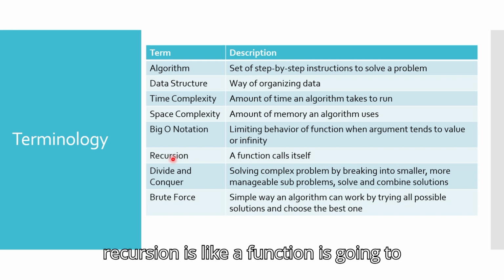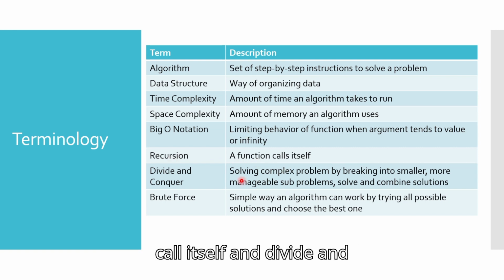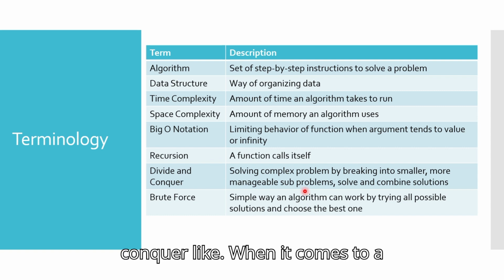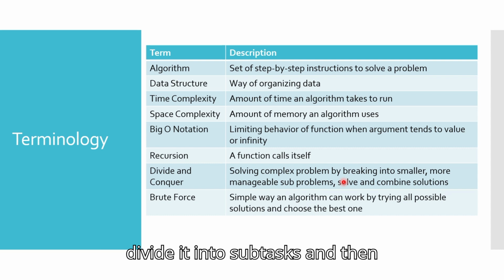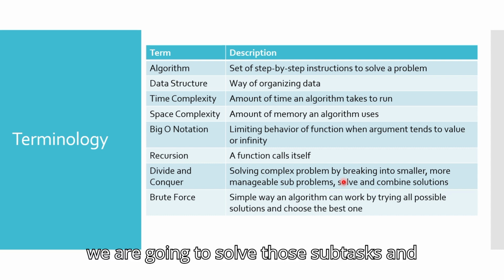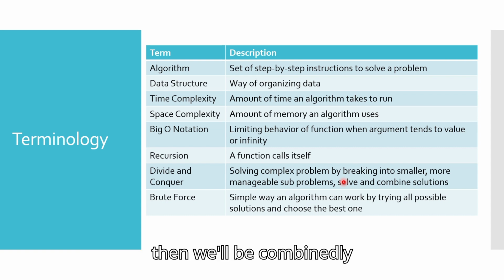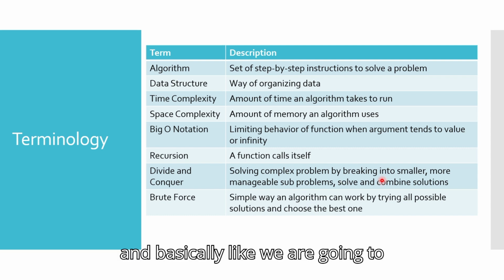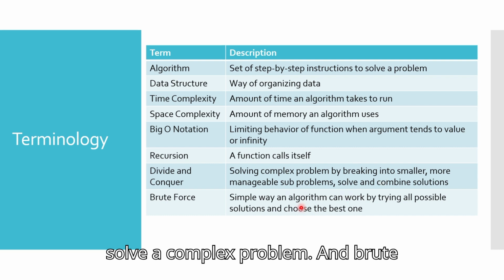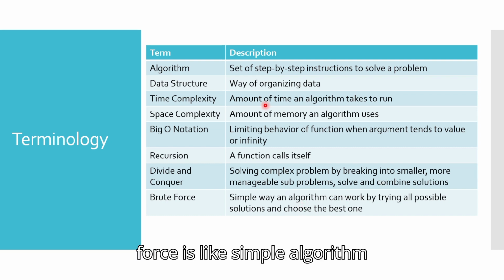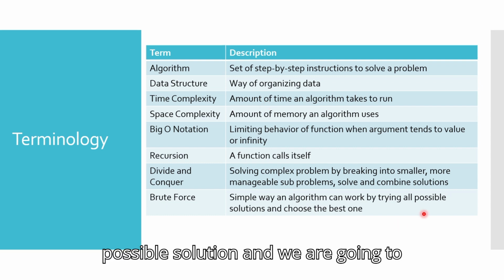Recursion is when a function calls itself. Divide and conquer is when, with a complex problem, we divide it into subtasks, solve those subtasks, and then combine all the solutions in order to solve the complex problem. And brute force is a simple algorithm where we try all possible solutions and pick the best one.